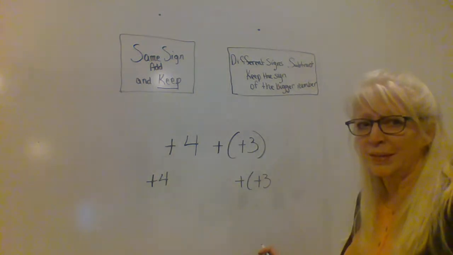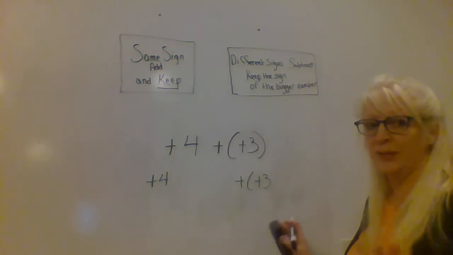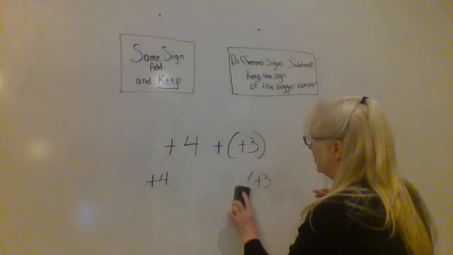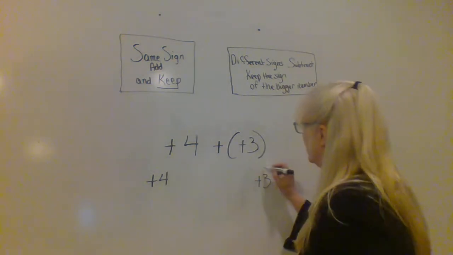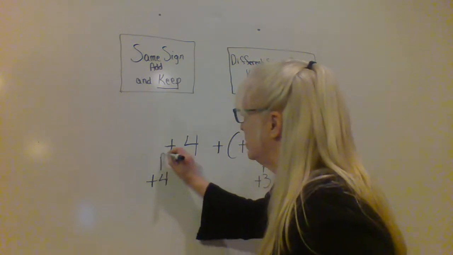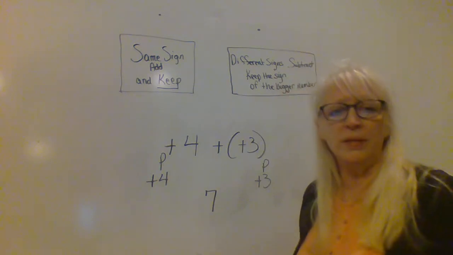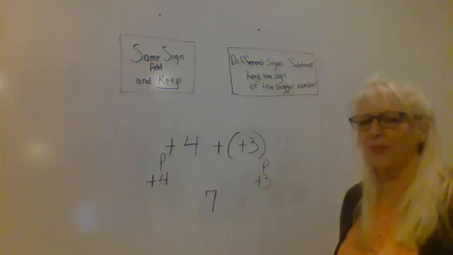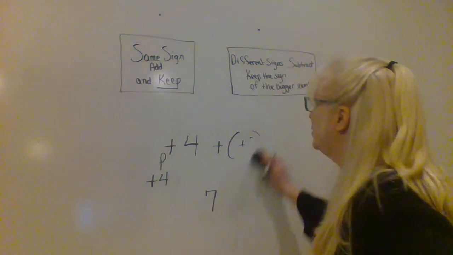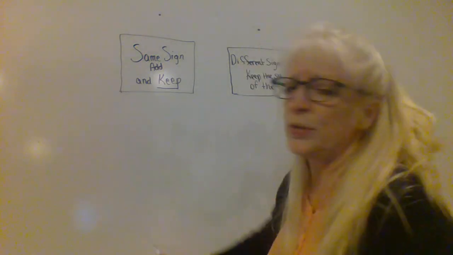So when there's two pluses in front of the same number, you're okay. It's still positive. So I'm going to take all this disguise off. So this one is positive and this one's positive. It's just 4 and 3. So 4 and 3 is 7. And you can write 7 or you can write positive 7. Okay, let's take a look at numbers that are opposite.